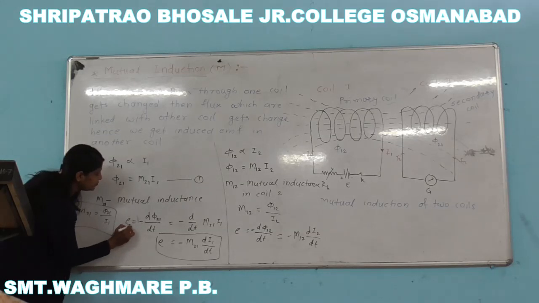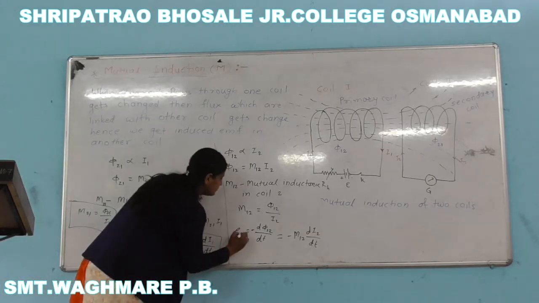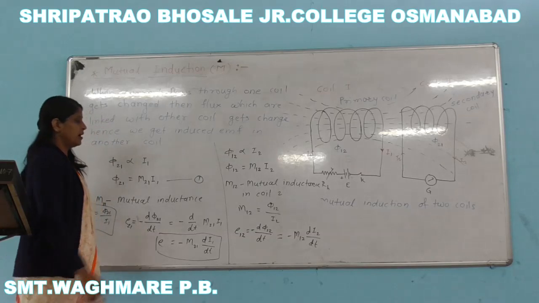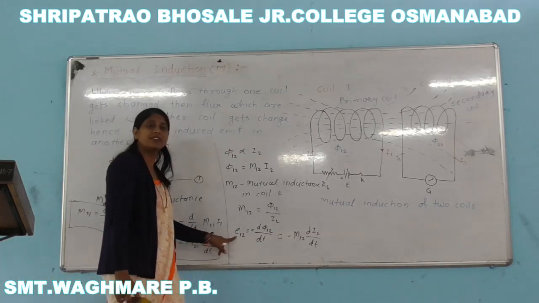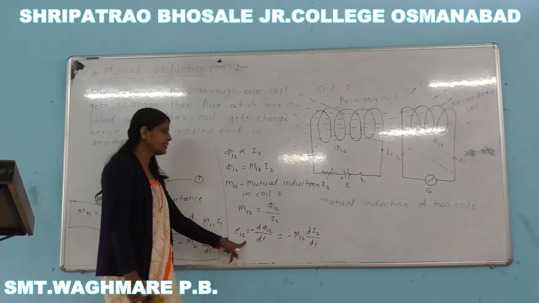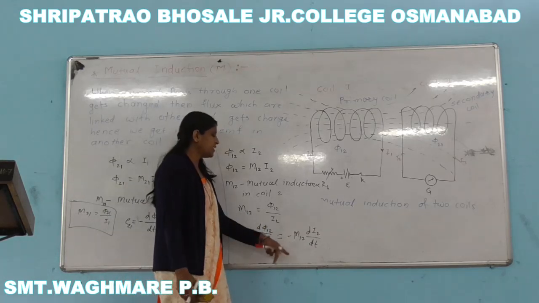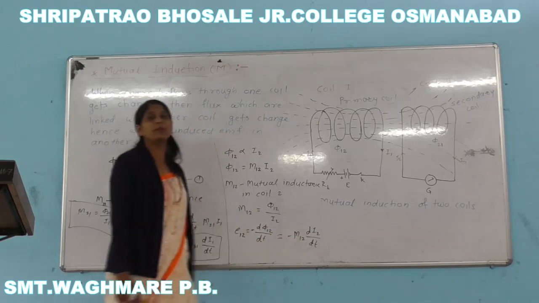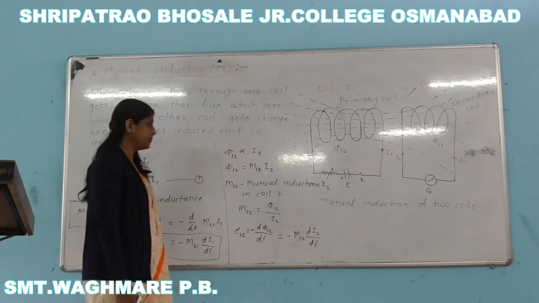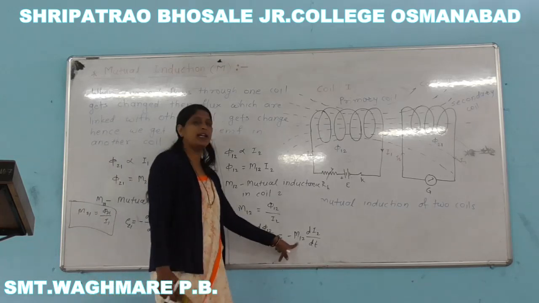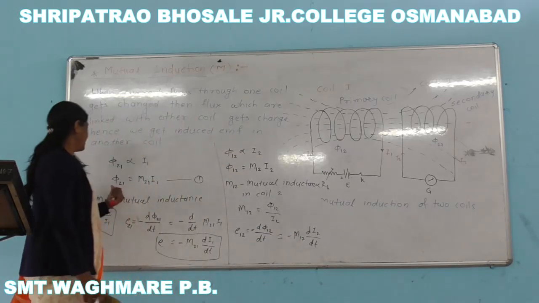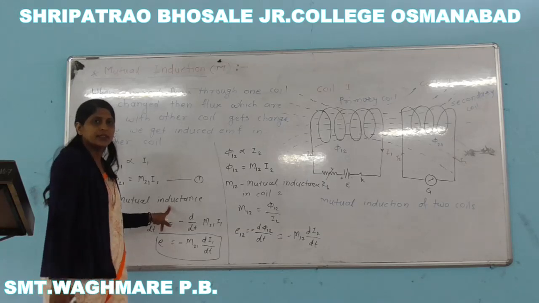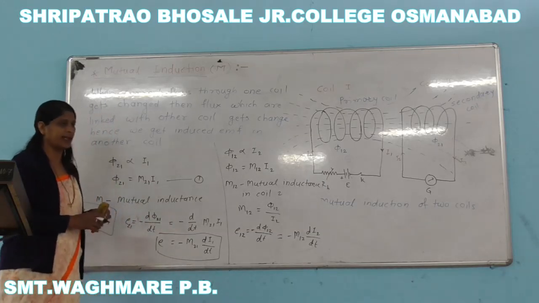E21, that is EMF induced in the second coil due to the current in the first coil, and this will be EMF induced in the first coil due to the current in the second coil. That is E12, EMF induced in the first coil due to the current in the second coil, is given by this equation minus M12 di2 by dt. This M is called the mutual inductance. M12 is the mutual inductance in the first coil due to the current in the second coil, and M21 is the mutual inductance in the second coil due to the current in the first coil.